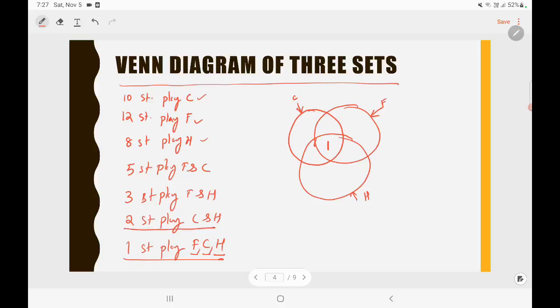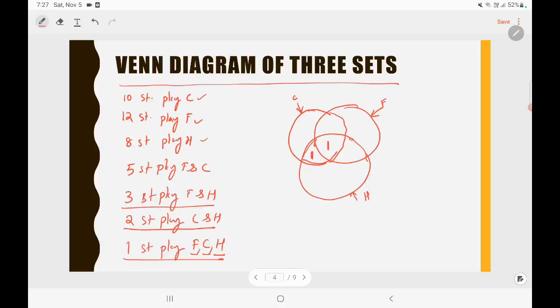Now 2 students play cricket and hockey. So let's find the area that represents the intersection of cricket and hockey. Cricket and hockey is represented by this area. It says there are 2 students who play cricket and hockey. We have already written 1 here, so 1 will come here. 1 plus 1 is 2.